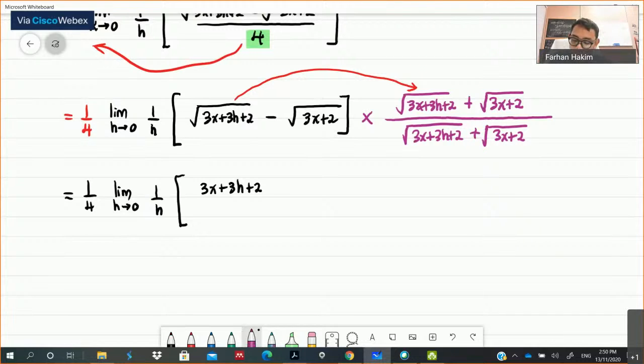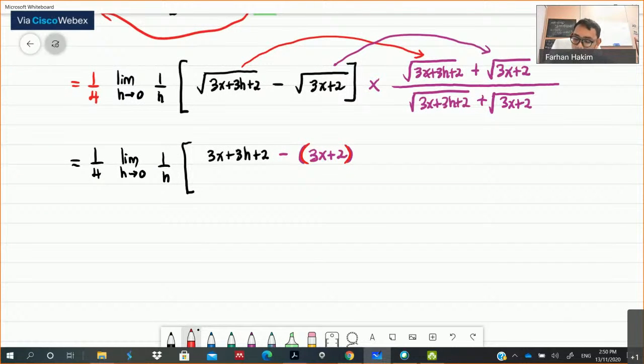And this part with this part, and we have minus in the middle. So we have square root 3x plus 2 multiplied by square root 3x plus 2. We'll get 3x plus 2. But please put that 3x plus 2 in the bracket. Most of the students make mistakes when they don't put this bracket here. All right, so please put bracket.